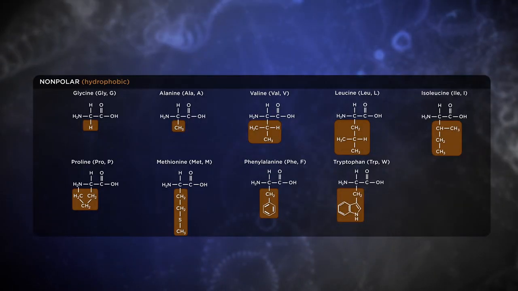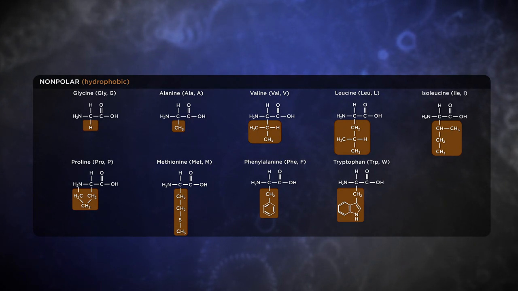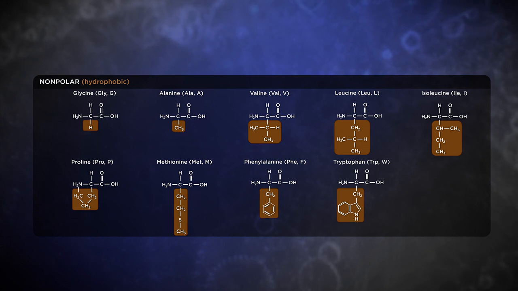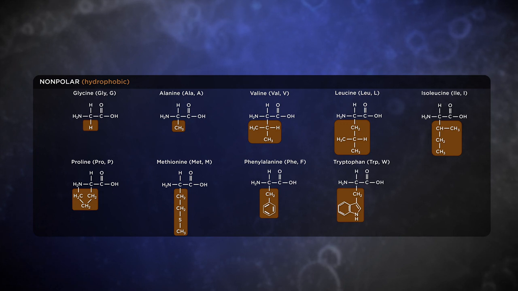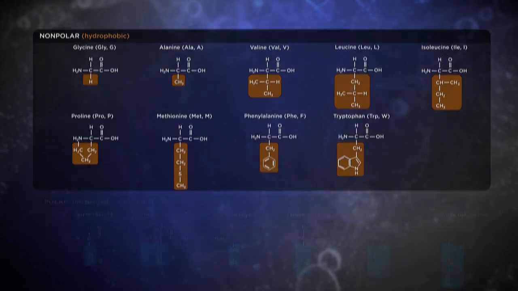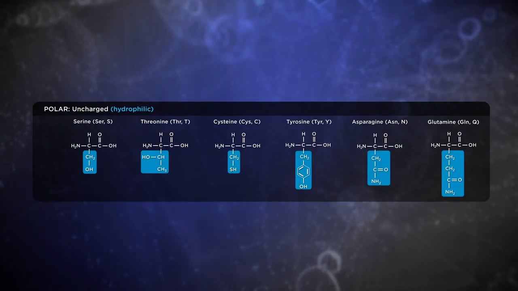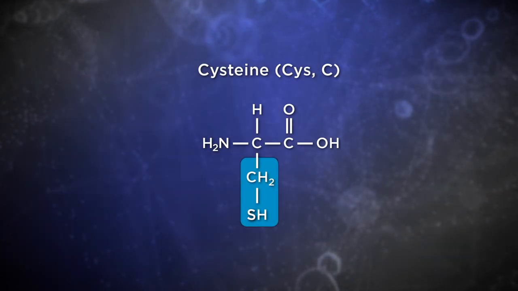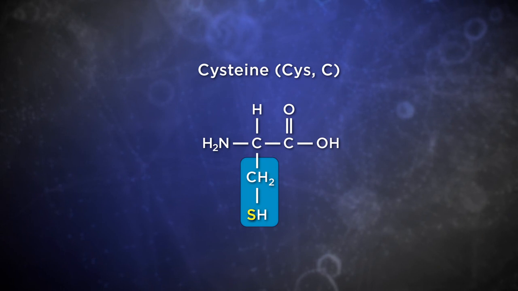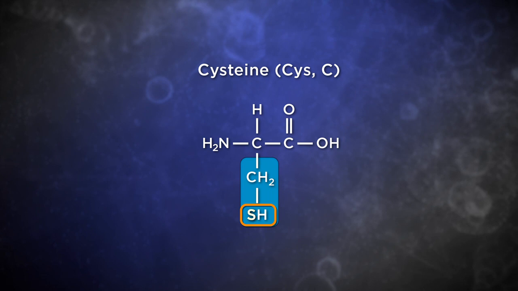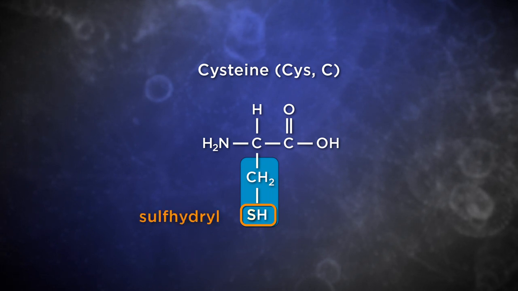Okay. So far, we've looked at amino acids with nonpolar, that is, hydrophobic R groups, which try to hide from water. When proteins fold, these are the amino acids trying to hide inside the folded molecule. Let's move on now to the polar amino acids. The first of these is cysteine, which has sulfur, but unlike methionine, cysteine sulfur is in the form of an SH group known as a sulfhydryl.